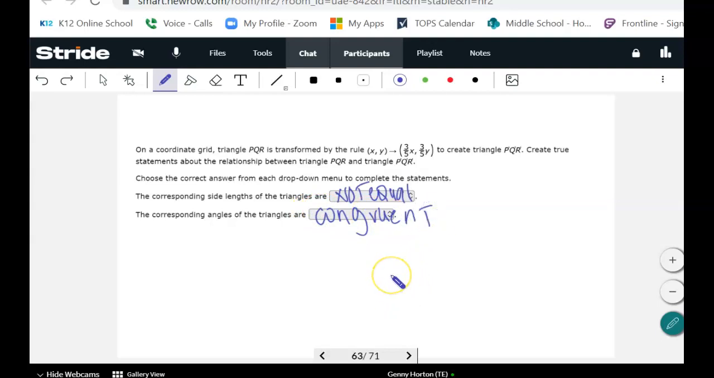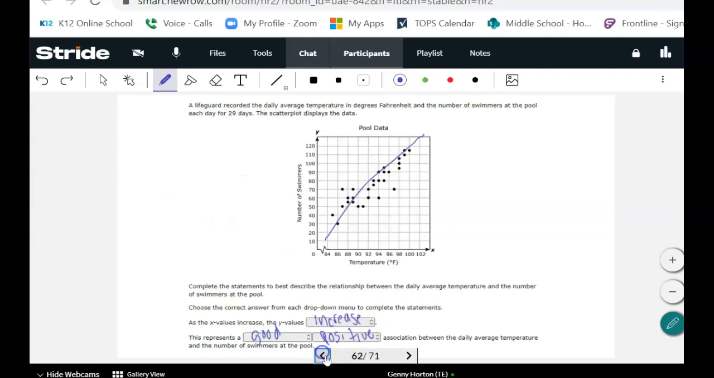Okay, they are similar, but the angle sizes don't change, just the length sizes. Let me go back to this one. I did pull that up.